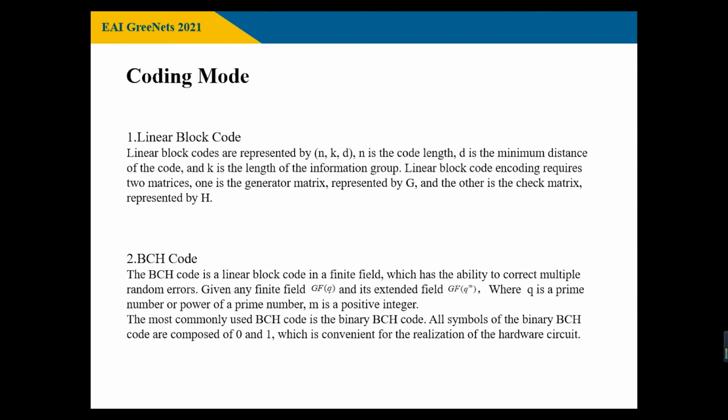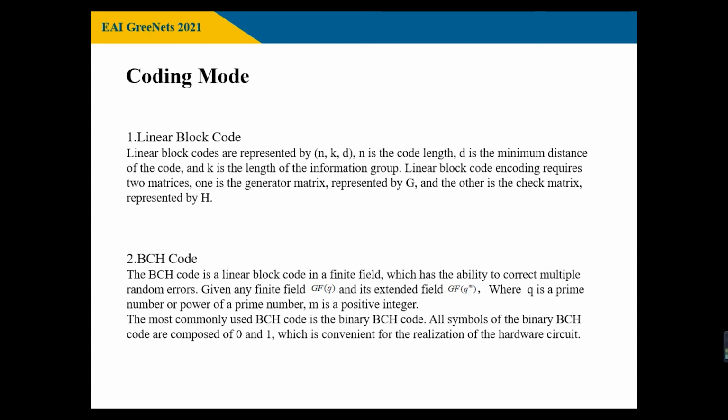First is linear block code. Linear block codes are represented by (n, k). In the code, n is the length of the code, and k is the length of the information group. Linear block code encoding requires two matrices. One, the generator matrix represented by G, and the other is the check matrix represented by H.